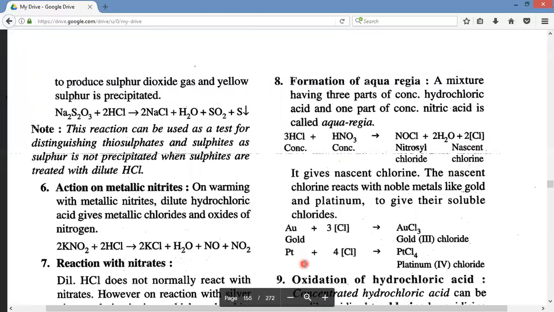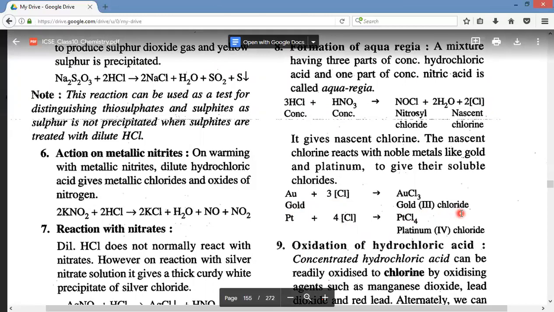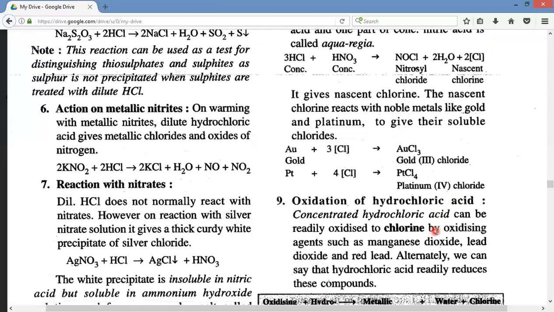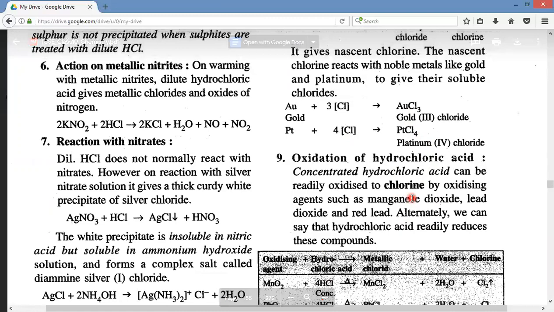Check the reaction. Gold reacts with chlorine, that is chloride, in the reactive form, in the nascent form. It will form gold(III) chloride or platinum(IV) chloride, that is its oxidation state. Due to that formation, it shows the dissolving nature.